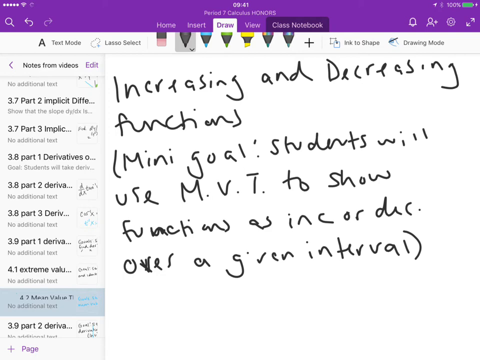So our mini goal for this video, amongst the big goal of the entire section, is to use the mean value theorem to show functions increasing or decreasing over a given interval. So let's think for a second what it means to be increasing and decreasing. I'm not going to waste too much time on this. I think everyone can understand what happens when a value is increasing or decreasing.